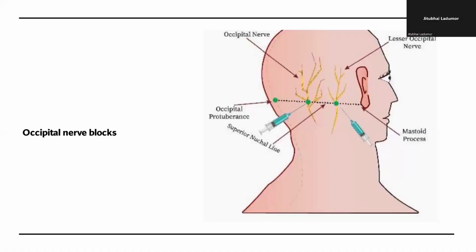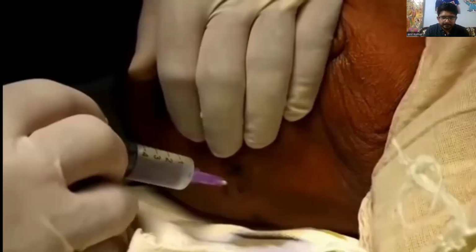So for the greater occipital nerve, you can draw a line between the occipital protuberance and the mastoid process. On this line, nearly 2.5 centimeters lateral, towards the posterior end, you can find the pulsating occipital artery. Inject the local anesthetic just medial to the pulsating occipital artery, 2 to 3 ml of local anesthesia there. You can block the greater occipital nerve.